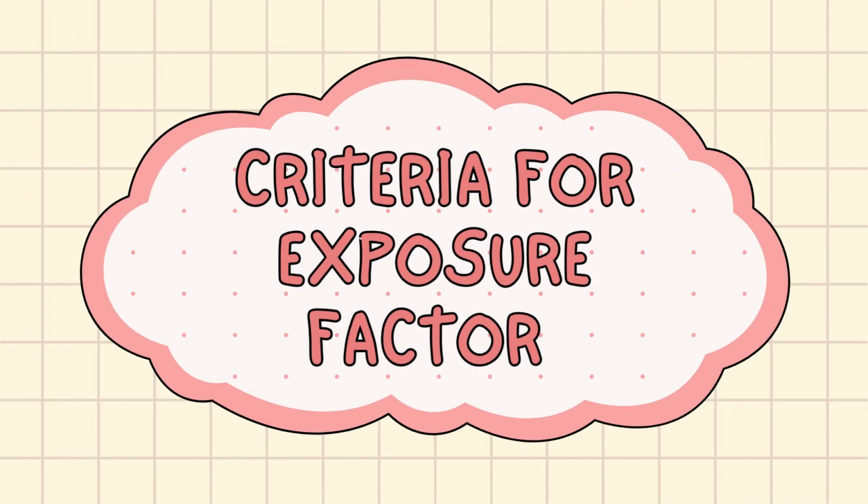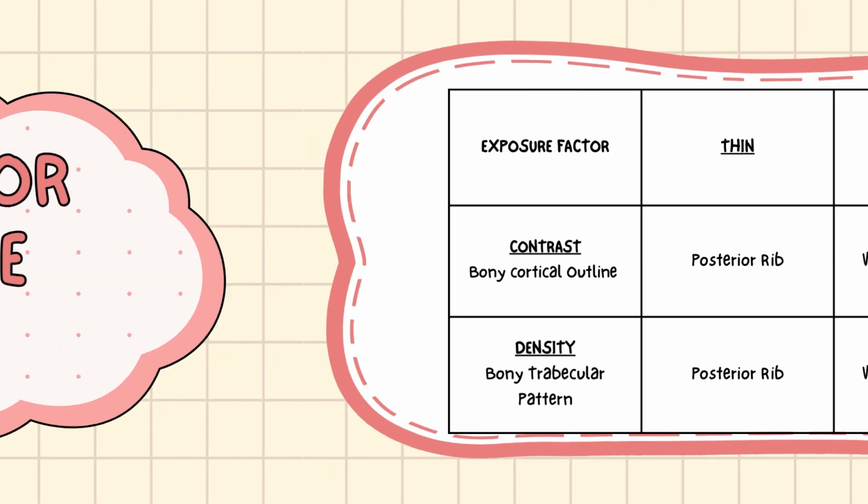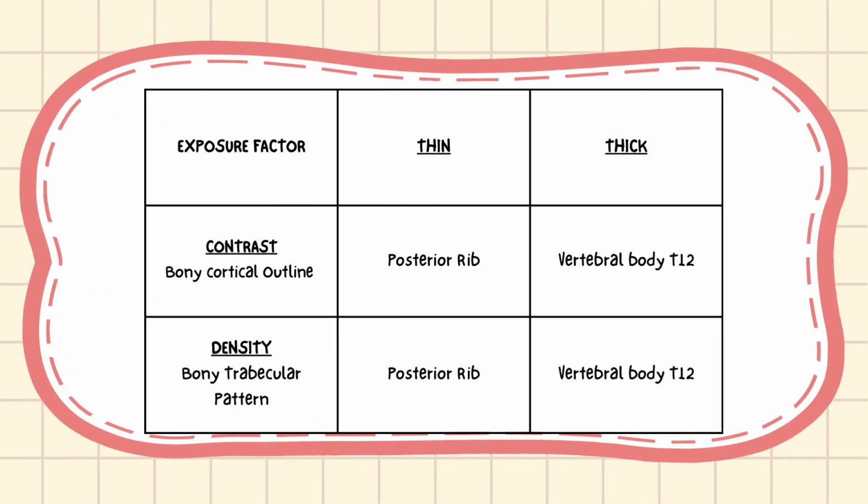Moving on to the next content of this presentation, which is the criteria for lateral thoracic exposure factor. The visualization of BCO or bony cortical outline will be used to determine whether the KVP used is adequate for penetration. However, the visualization of BTP or bony trabecular pattern is used to determine whether the MAS used is adequate for density and details. Hence, for lateral thoracic projection, for thin structure, we are going to evaluate both the visualization of BCO and BTP of the posterior ribs to determine whether the KVP and MAS used is adequate or not.